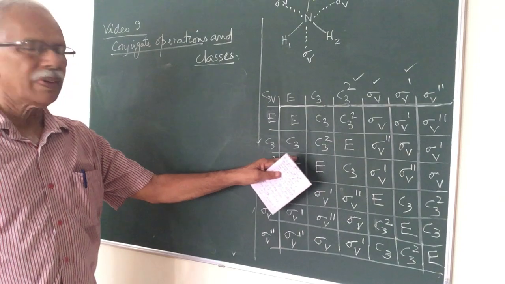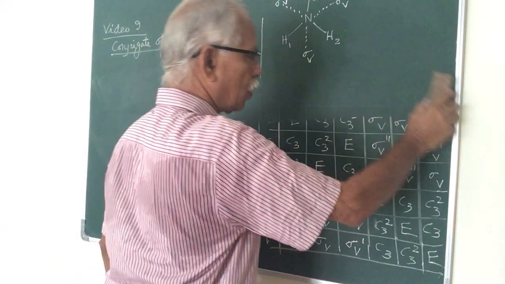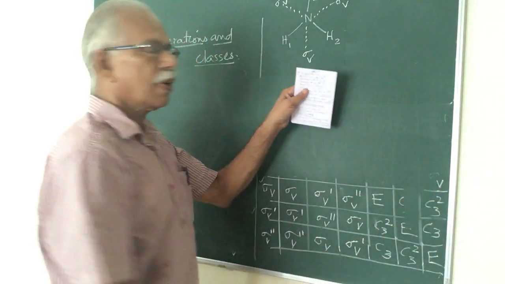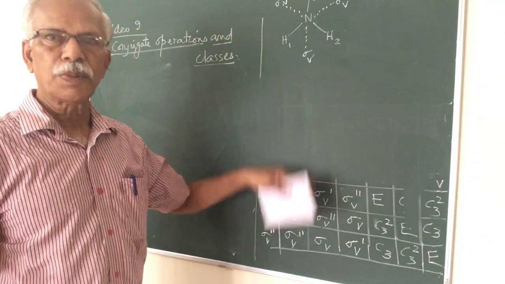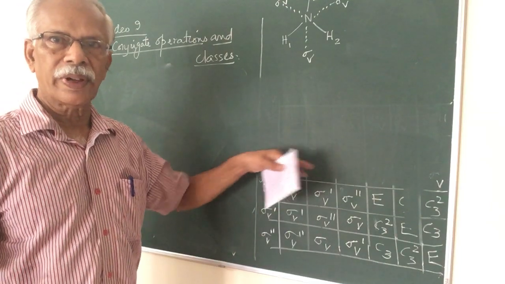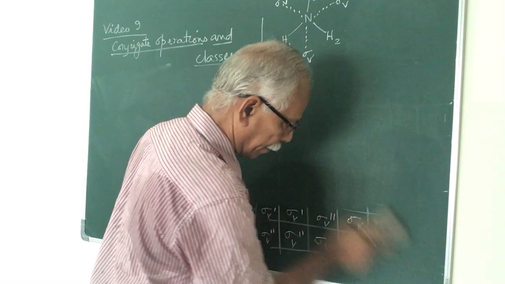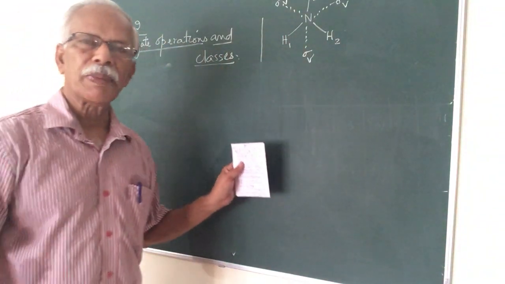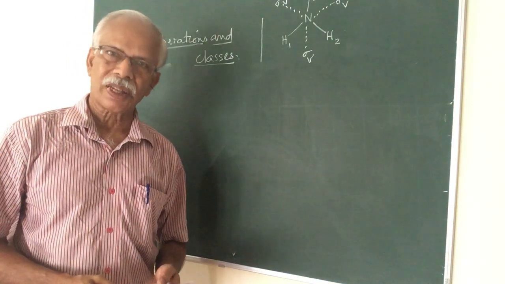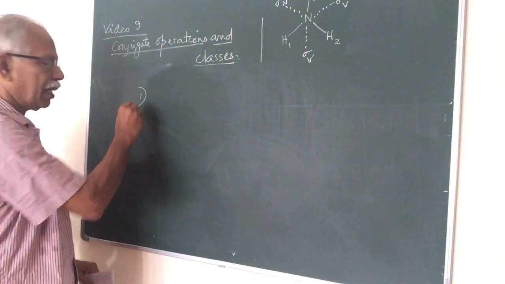We no more need this multiplication table, so I am rubbing this off. This was the model of ammonia with reference to which I wrote this multiplication table before the video classes started. Some shortcut methods to know the classes of operations I list here, make special note of that.